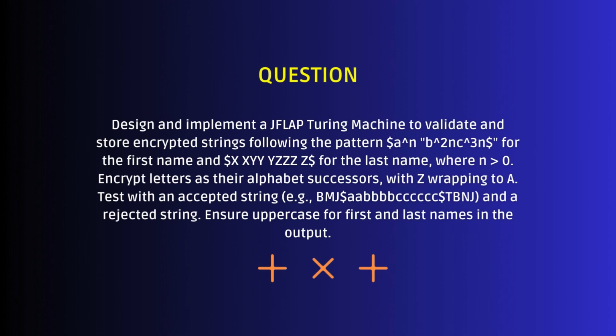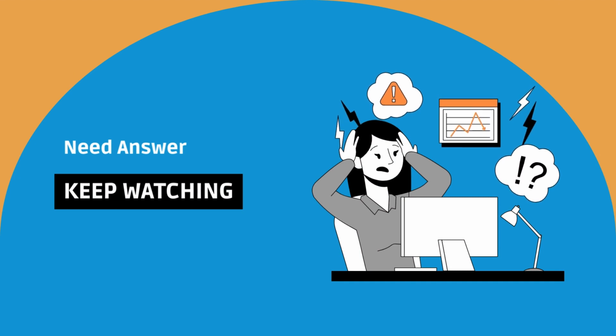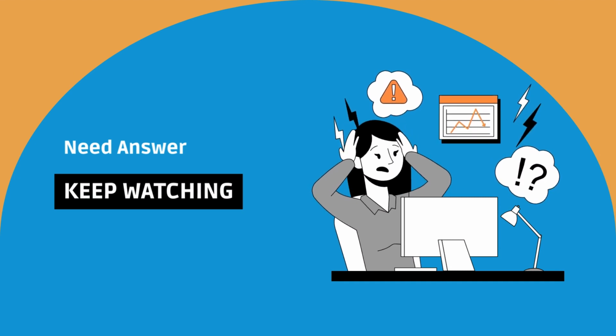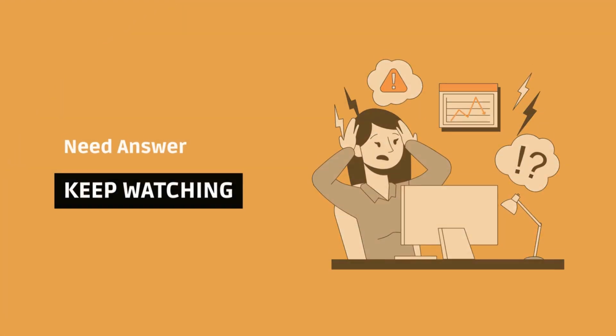Our task is to design and implement a JFLAP Turing machine to validate and store encrypted strings of a given pattern for the first name and the last name. We need to encrypt letters as their alphabet successors, with Z wrapping to A. Also, we have to test the string that should be accepted, but throw in a rejected string. The solution you're looking for is on its way, so stay tuned, keep watching, and let's unravel the insights together.